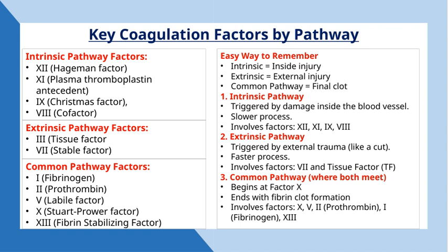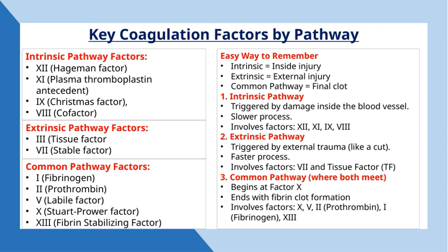Moving on to the extrinsic pathway, this one is activated by external trauma, like a cut or an injury that breaches the vessel wall. It's a faster response, designed to quickly initiate clot formation. The key players here are factor III, which is tissue factor, and factor VII, also called the stable factor. Now, both these pathways converge into the common pathway, which is essentially the final steps leading to clot formation.